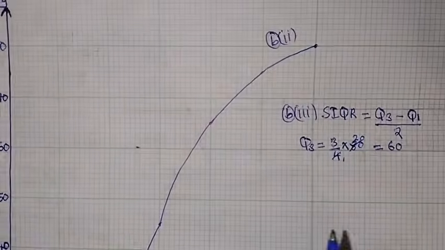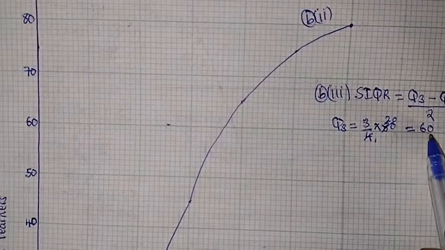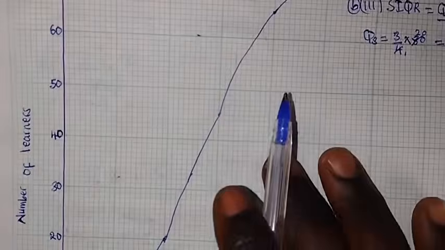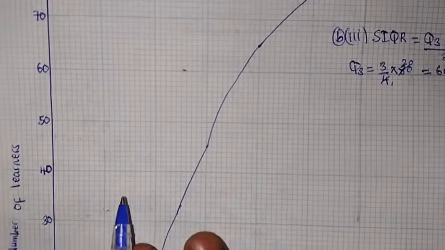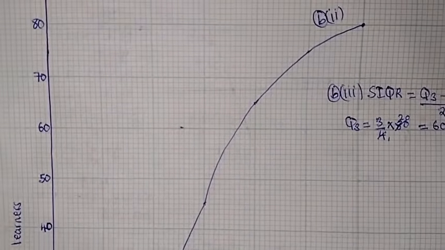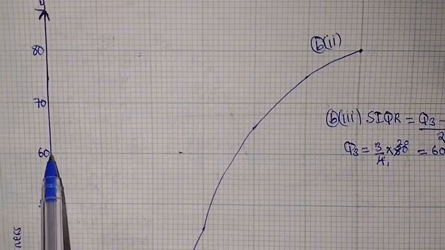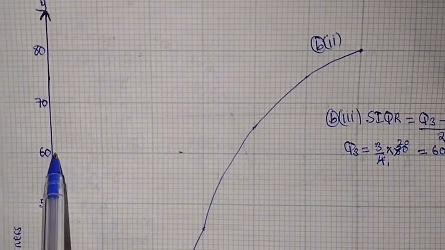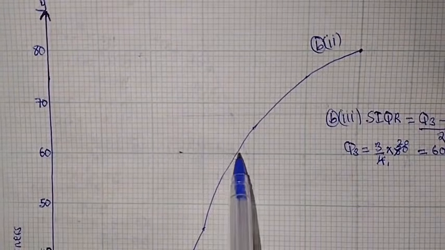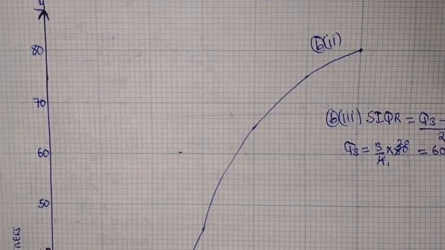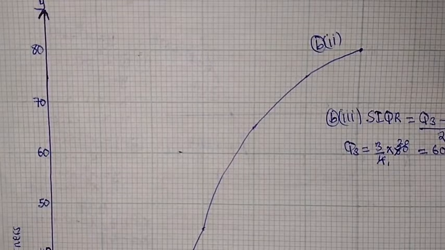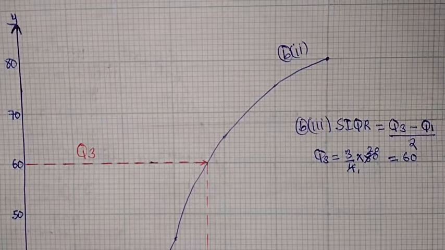So now this 60, you need to get it from the graph. You go where 60 is, okay, in the y-axis. So where is our 60? This is where our 60 is. So you need to get a ruler, you draw a line here, then you drop it down to the x-axis. So that is what you are going to do.